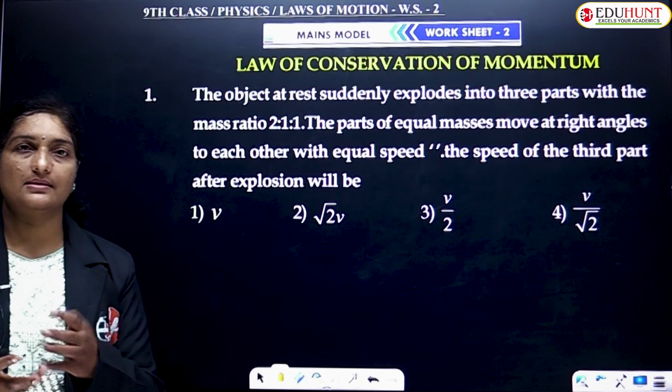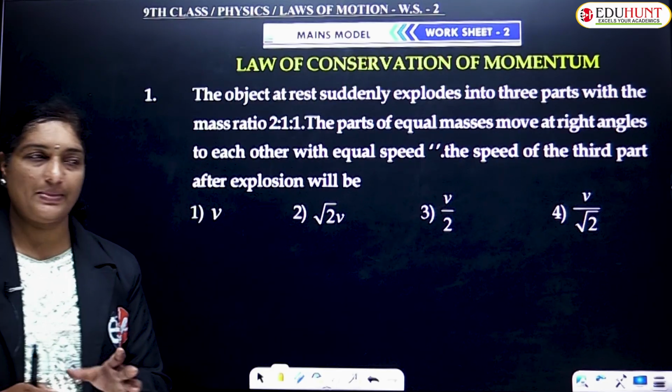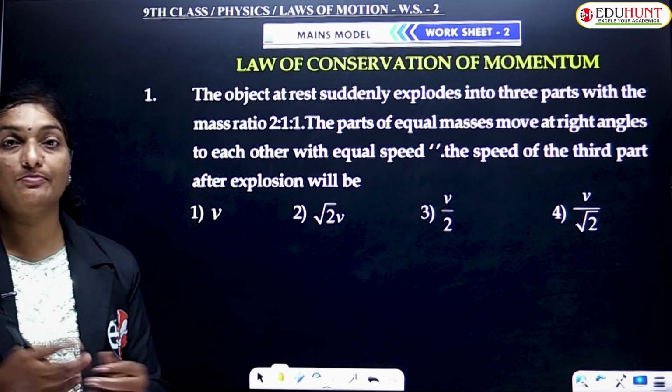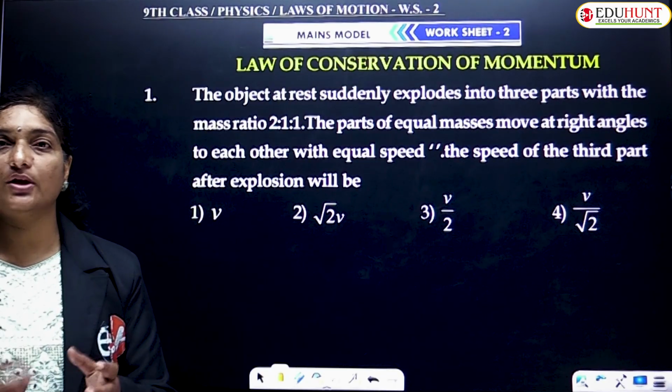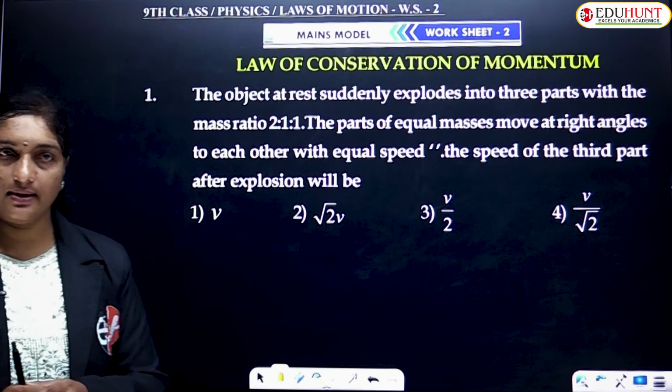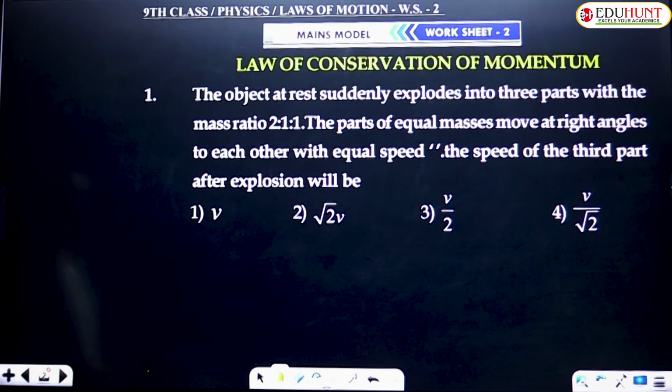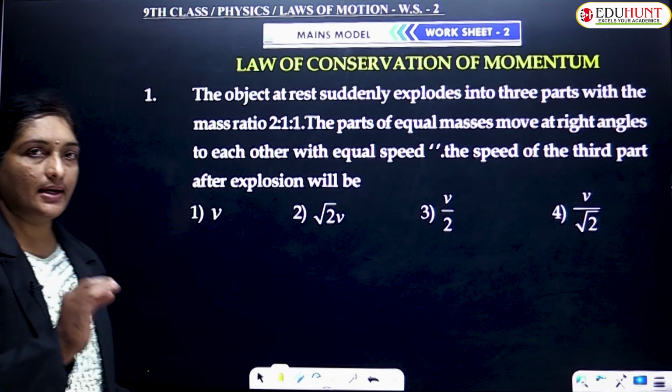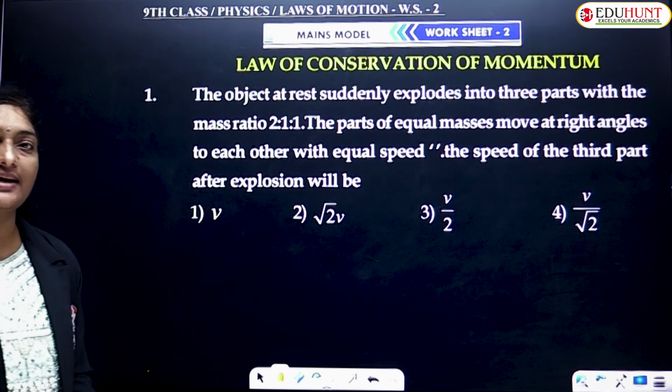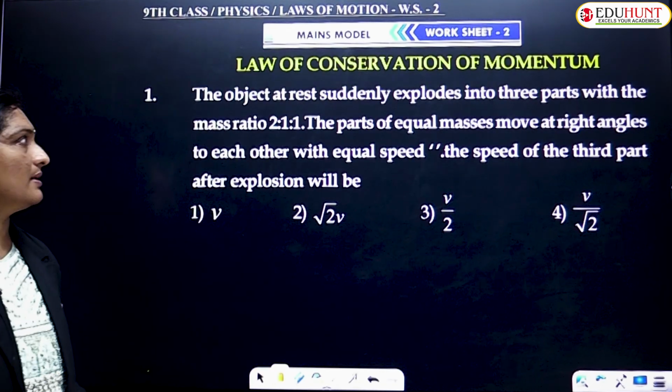Anything that happens, any situation, it may be some impact, it may be some explosion. Based on that, we need to consider that system. So first, moving to the first numerical, that is the object at rest. Initially, how was the condition of the object? It was at rest.